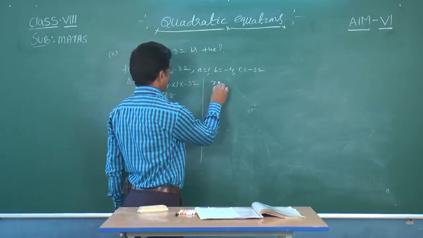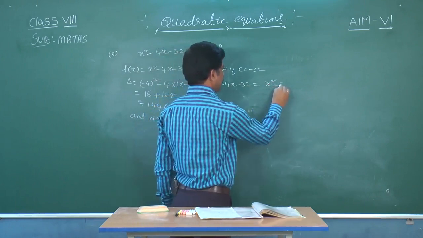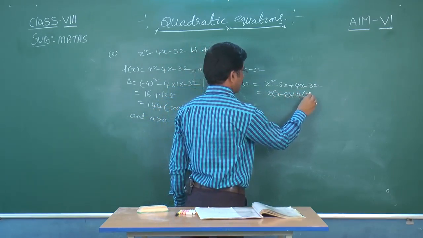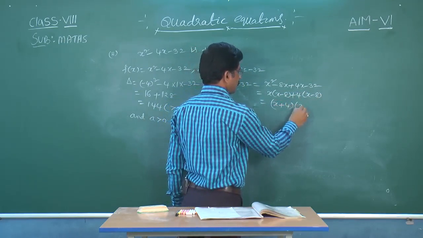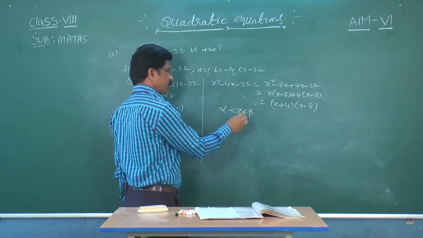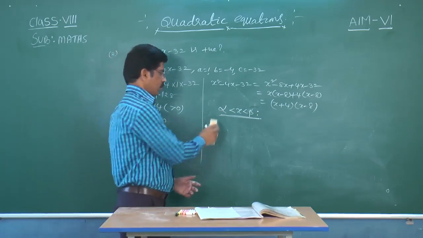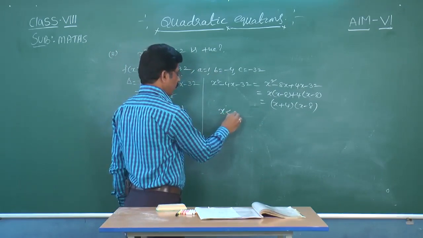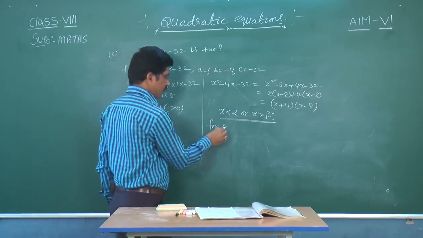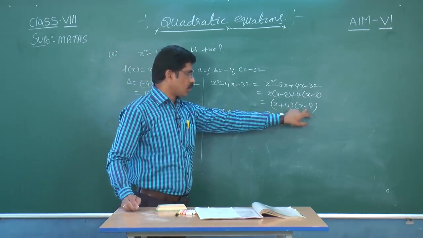We take the condition x square minus 4x minus 32, and we take the factors: x square minus 8x plus 4x minus 32, which is equal to x minus 8 with 4 common, so x plus 4 into x minus 8. These are the factorization. We are taking the conditions x less than alpha or x greater than beta. For x greater than 8, that is more than 8, it is positive.